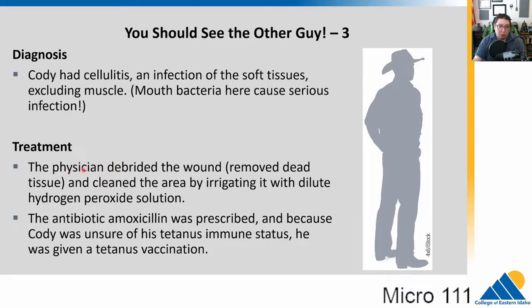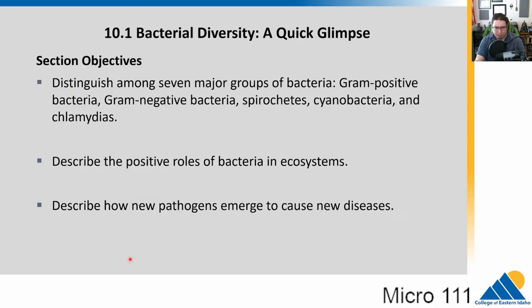And of course, we're going to prescribe an antibiotic. In this case, amoxicillin is prescribed. It's a broad spectrum antibiotic. And he's not sure about his tetanus immune status, so they give him a tetanus vaccine. We will learn about tetanus vaccines in the next unit, but tetanus is a bacteria that can produce a toxin, and the vaccine can actually be given after the bacteria enters the body because the vaccine fights the toxin that tetanus makes. So he's just given one as a precaution.